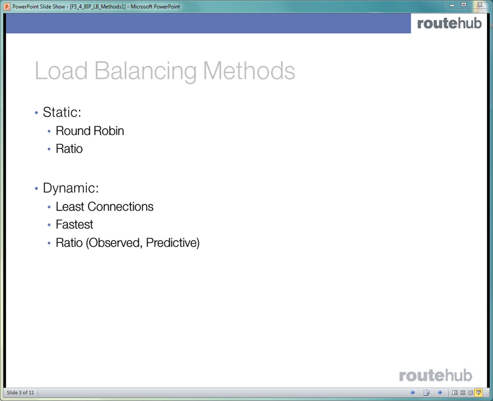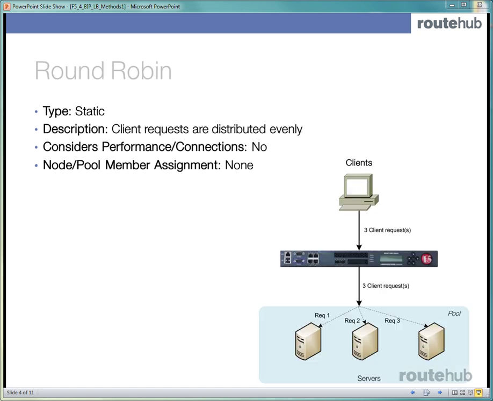For static load balancing, there are round robin and ratio methods. For dynamic load balancing, there are least connections, fastest, and ratio-based methods like observed and predictive. Round robin is the default if nothing is configured and sometimes the most common, but it is not recommended.